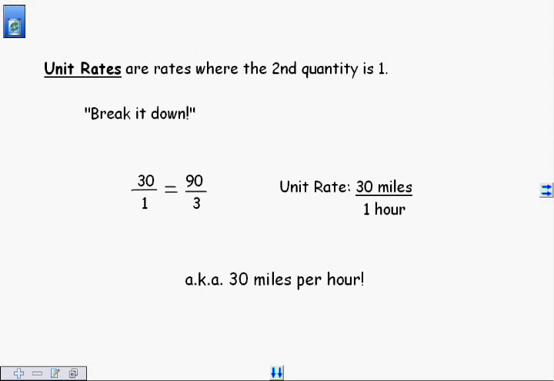Unit rates are rates where the second quantity is 1. I always say break it down. Just break it down to 1. For instance, the 30 to 1, the unit rate was 30 miles to 1 hour. 90 to 3 is not a unit rate. It is simply a rate. Unit rates are rates where the second quantity is 1. So this would be our unit rate, 30 miles to 1 hour, aka 30 miles per hour. Another way to write this, 30 miles per hour. So there's several ways you can see this written.